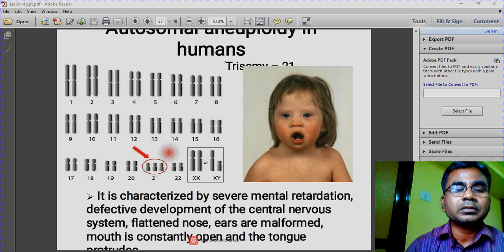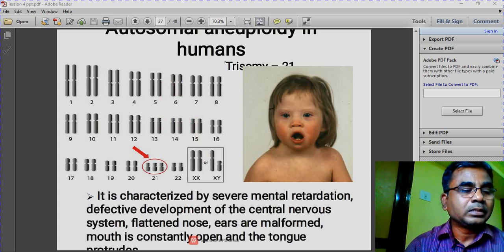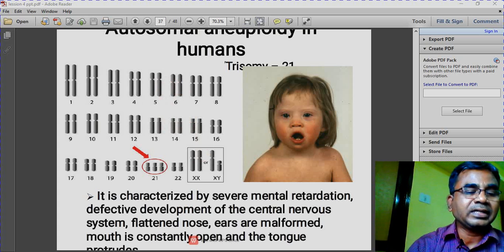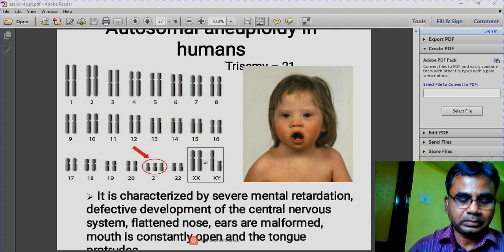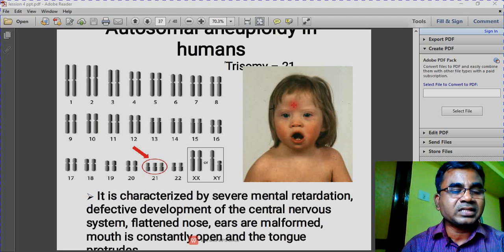Okay. So here abnormal chromosomes. The abnormal chromosomes cause the disorder, that causes the disease actually. So the people who are affected by this syndrome, Down syndrome, what are the symptoms? There will be severe mental retardation, and the central nervous system is defective. Central nervous system, in the sense brain and spinal cord, will be defective.